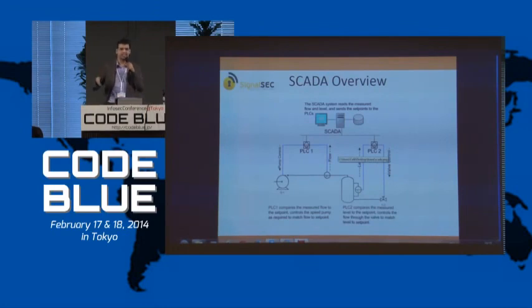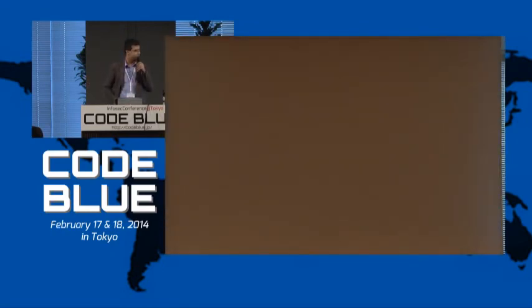In a SCADA system, the HMI application communicates with PLC devices. It sends set points and commands to PLC devices. And PLC devices control and check the flow through the actual industrial equipment, such as water pumps and valves.